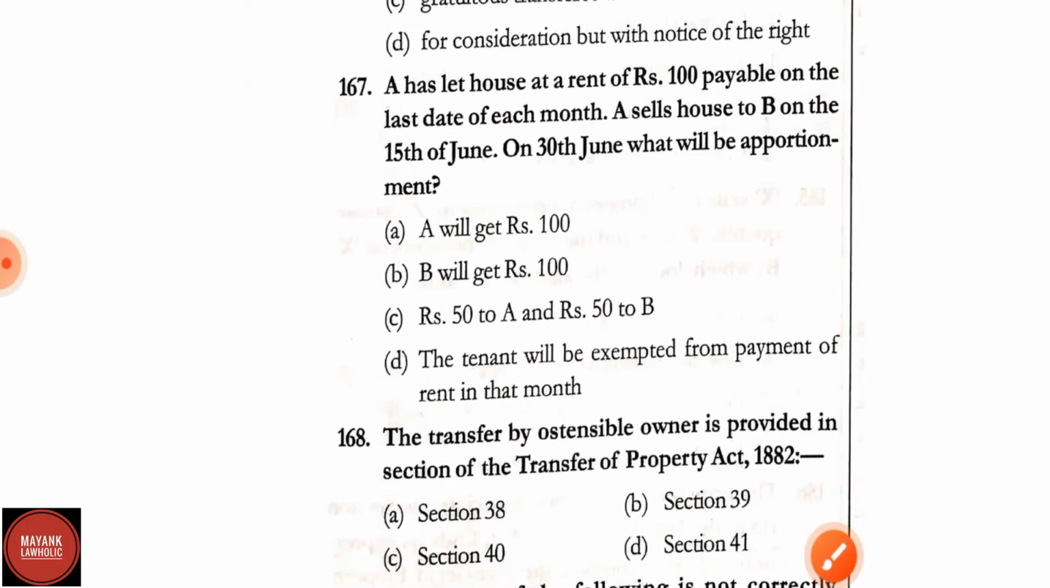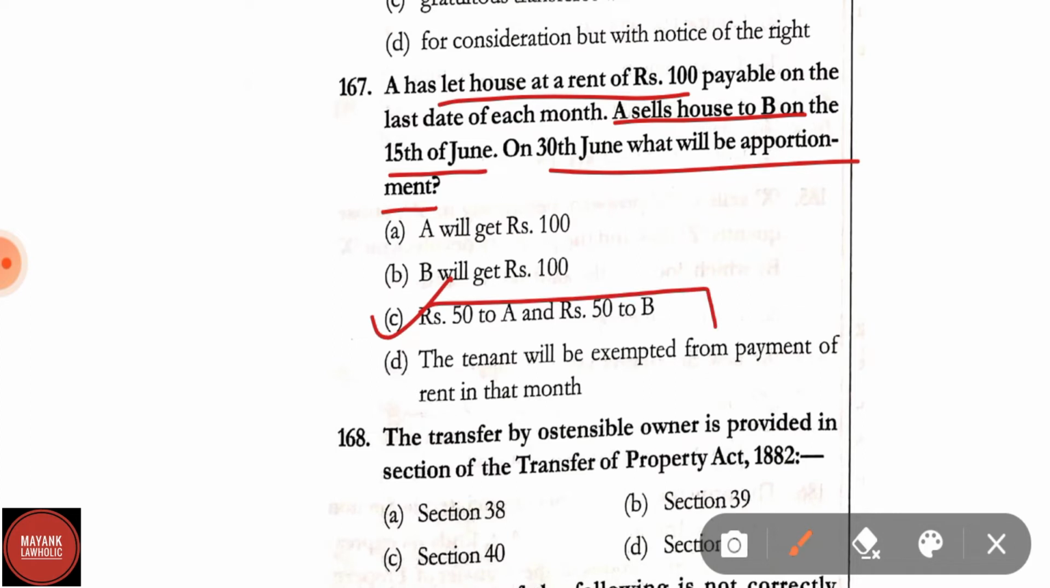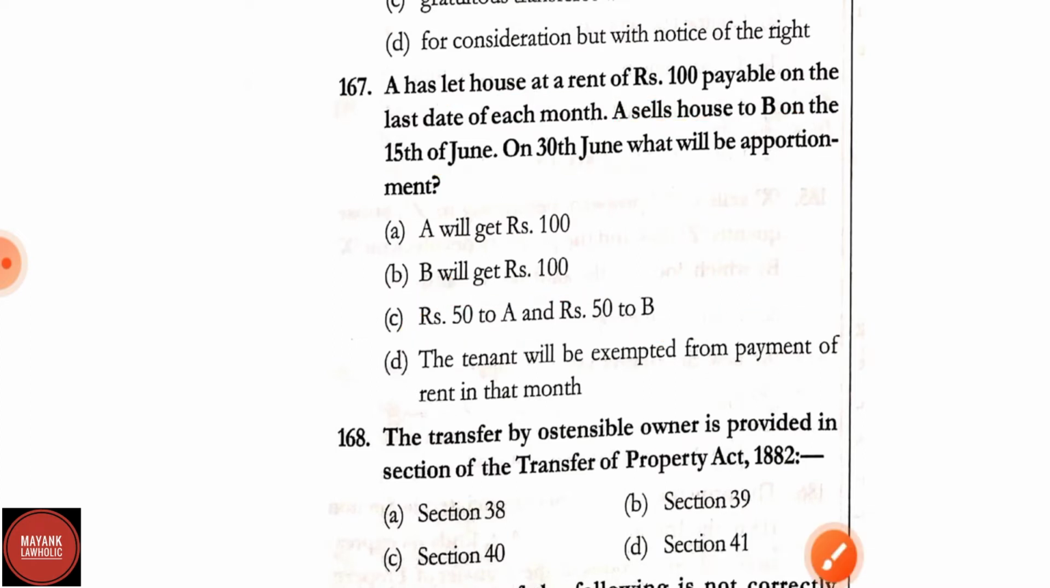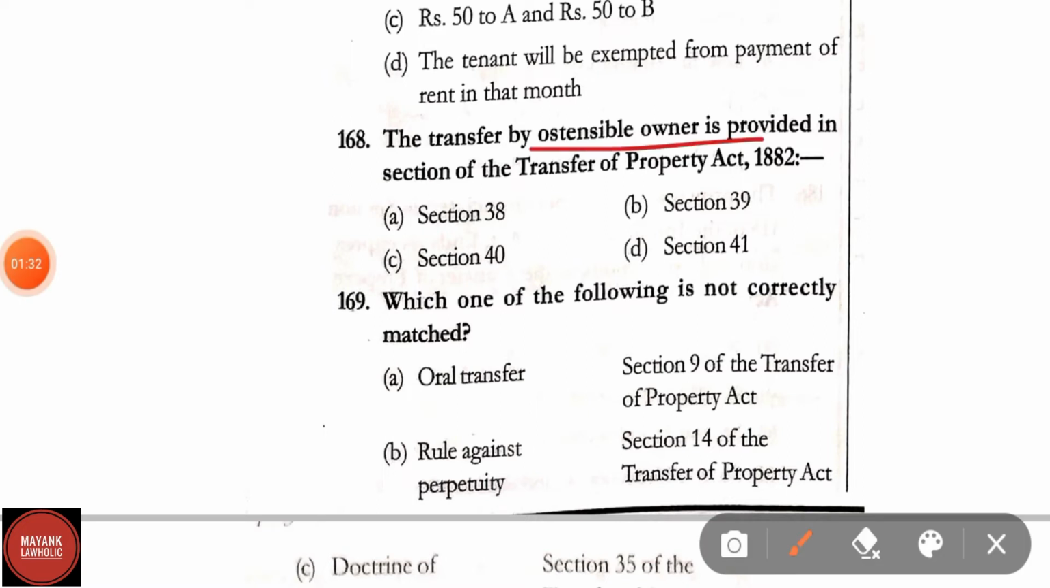Question number 167. A has let house at a rent of rupees 100 payable on the last date of each month. A sells house to B on the 15th June. On 30th June, what will be the apportionment? Options are A will get rupees 100, B will get rupees 100, rupees 50 to A and rupees 50 to B, the tenant will be exempted from the payment of rent in that month. Here correct answer is option C, that is rupees 50 to A and rupees 50 to B. Question number 168. The transfer by ostensible owner is provided in which section of TPA? Options are section 38, section 39, section 40, section 41.